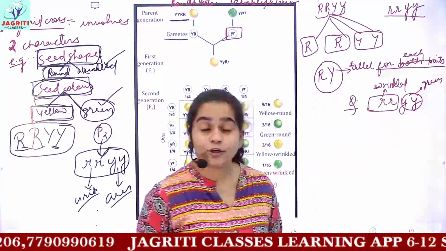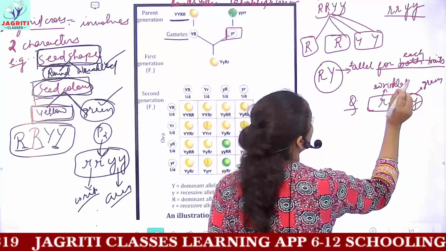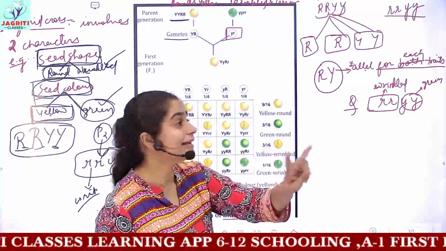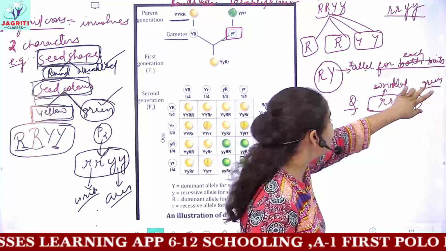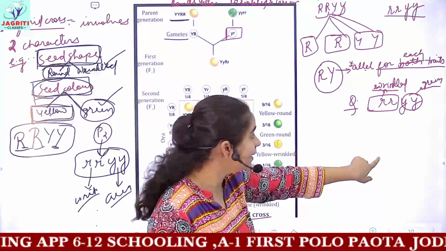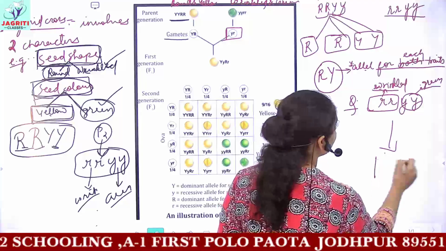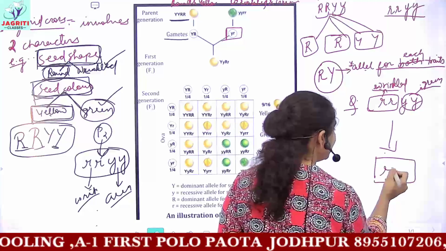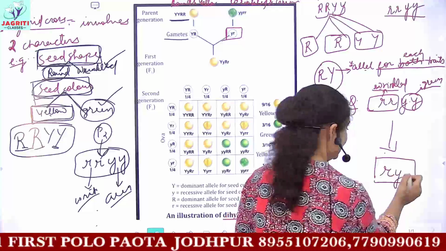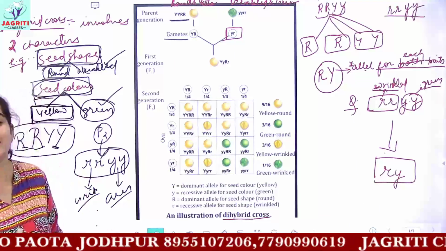Now if we want to form the gametes, I told you gamete will have what? One allele for each trait. How many traits are there? How many characters? Two, wrinkled and green. So it would have one allele for wrinkle and one allele for green. So the gamete, if I form from this genotype, it would have one allele, one r for wrinkled and one y for green. So this would be the gamete which would be formed for the second parent, P2.